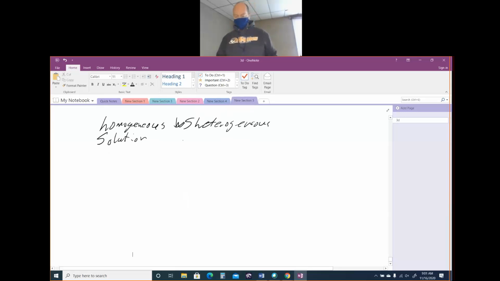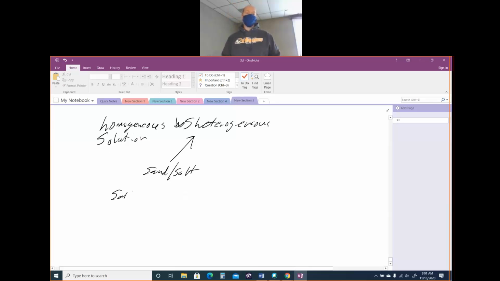So when we did our sand and salt, you could get a microscope and pick out the difference between the sand and the salt. That is a heterogeneous mixture. Then we added water, and then we had separated them.